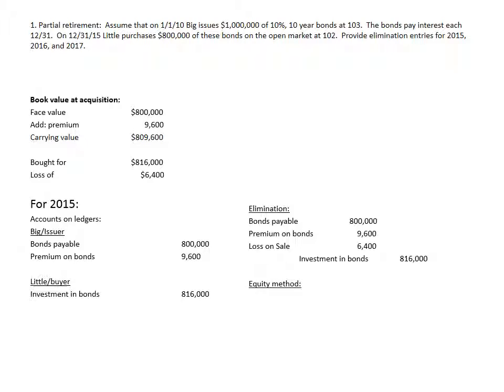If we're going to do the equity method entries under the full equity method, again, there's a $6,400 debit or loss on the income statement, which means we need to show a $6,400 debit or loss under investment income. Since this was downstream, we report 100% of that $6,400 loss.